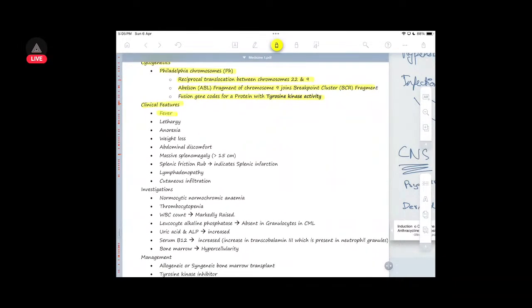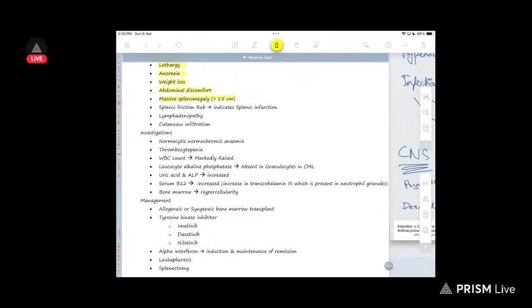So clinical features: you have fever, lethargy, anorexia, weight loss, abdominal discomfort, massive splenomegaly will be there, splenic friction rub which indicates splenic infarction, lymphadenopathy will be there, and cutaneous infiltration will be there.